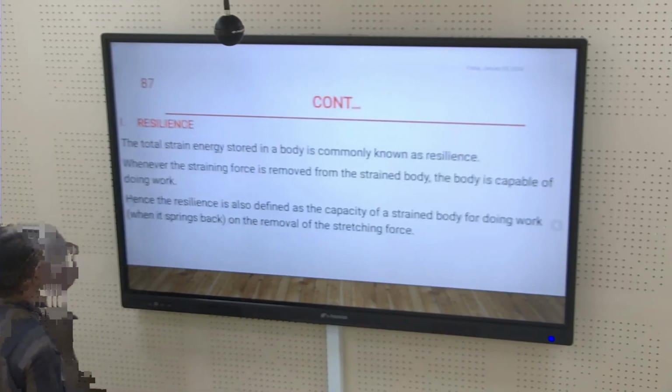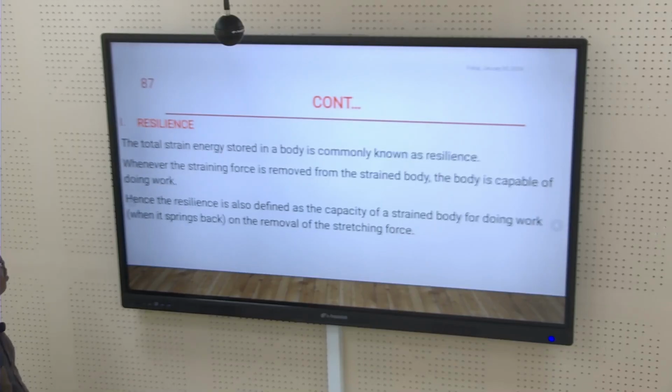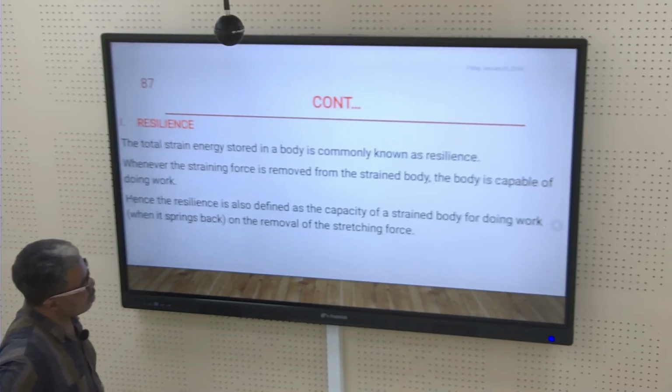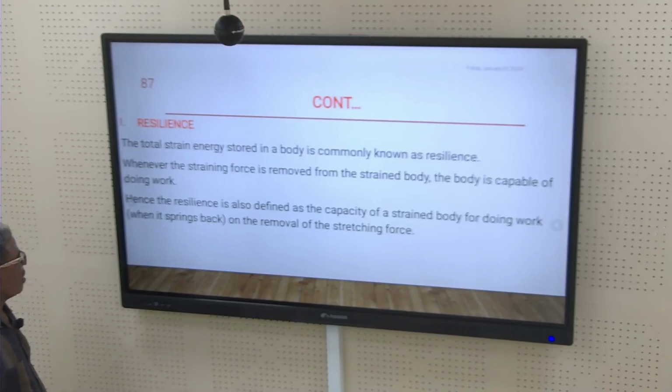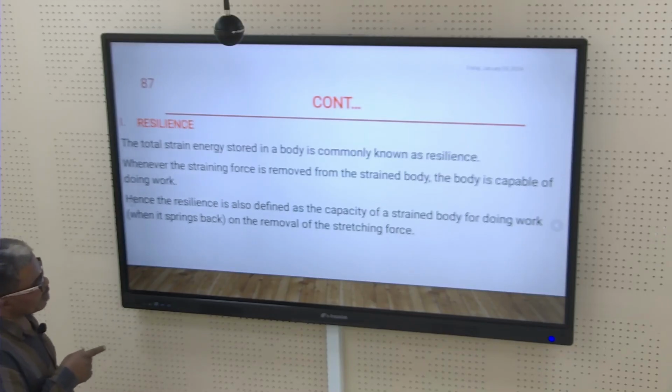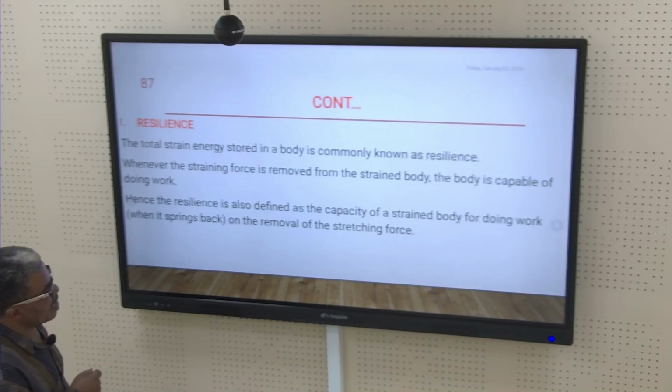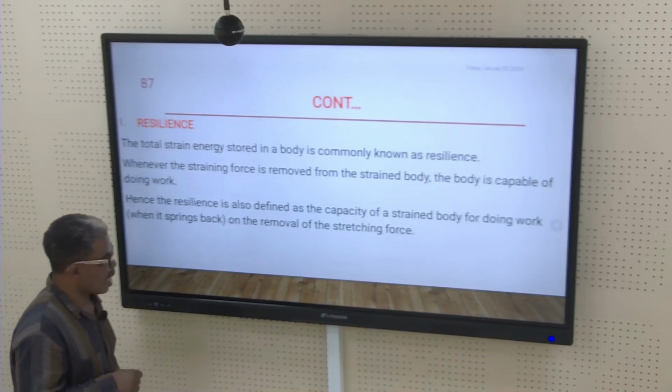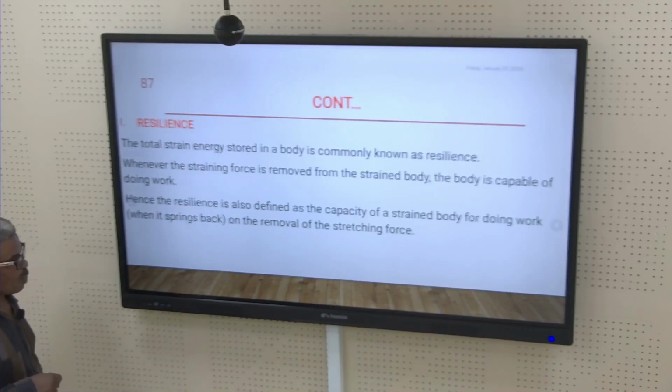Let's see resilience. The total strain energy stored in a body is commonly what we refer to as resilience. Whenever the straining force is removed from the strained body, the body is capable of doing work. Hence, the resilience is also defined as the capacity of a strained body for doing work on the removal of the straining force.